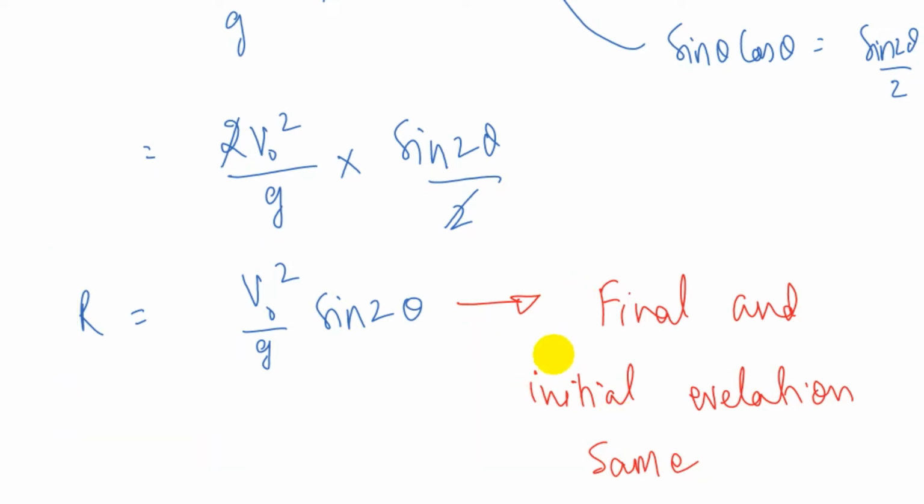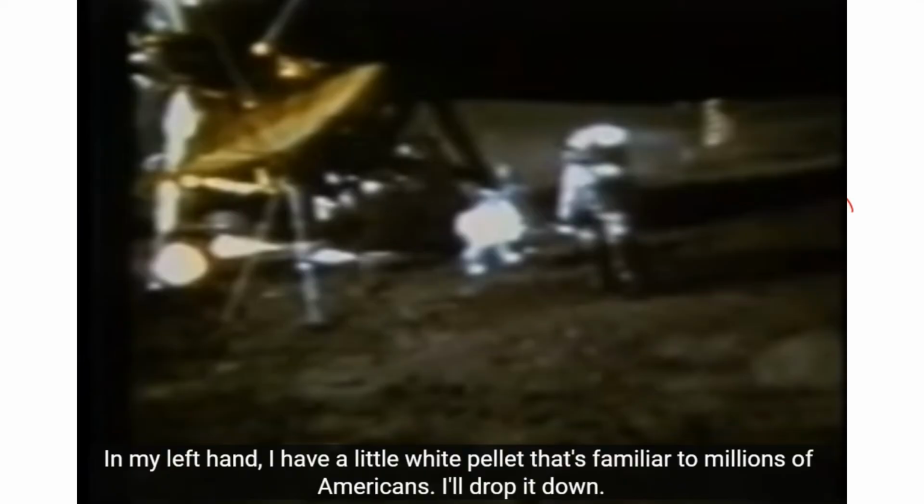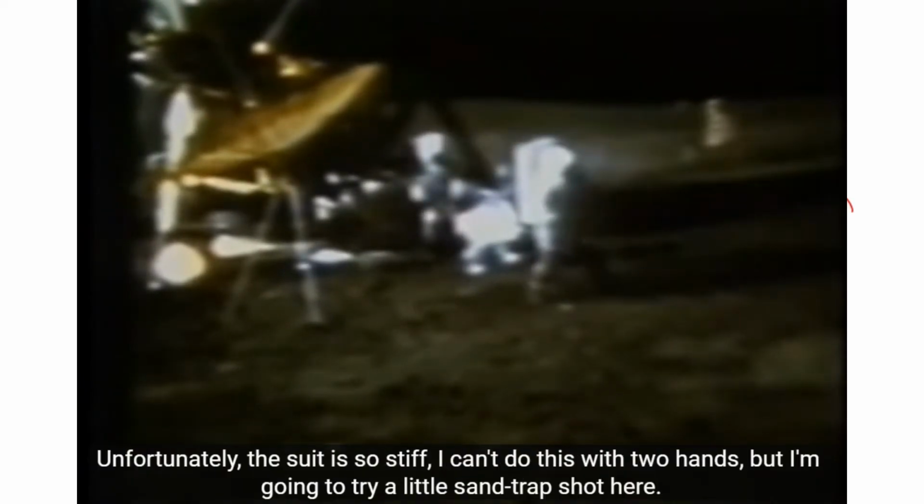Now if you observe carefully, we see that here R is inversely proportional to g. So as the value of g decreases, the value for R, that is the range, will increase. For example, a projectile launched on the moon, where the acceleration due to gravity is only about 1/6 of that on the earth, will travel about 6 times as far as it would have on earth, which you can see in this video.